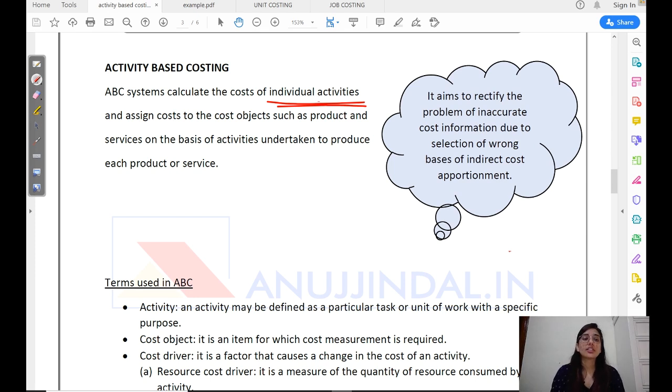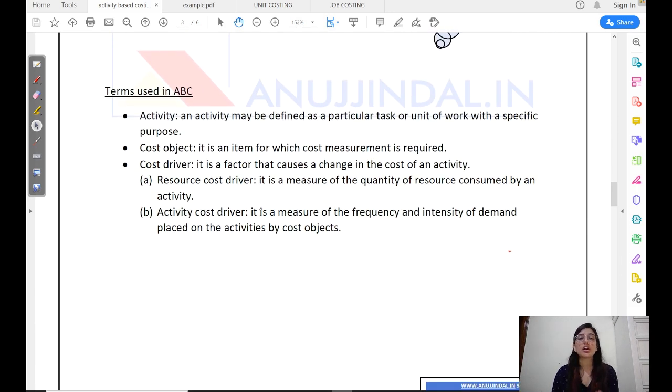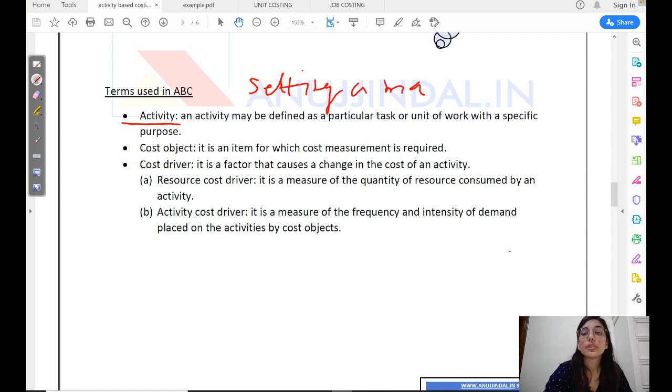Now, how does this activity based costing work? We will understand that, but before that we need to get used to certain terms which are used under activity based costing. So the first term is activity. Now what is this activity? For example, you are setting up a machine, right? So setting up a machine is an activity, guys. Or if you are, let's say, giving after sales service, that is an activity, right?